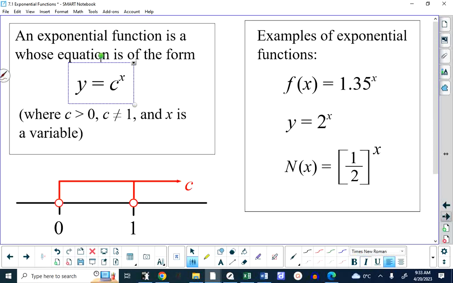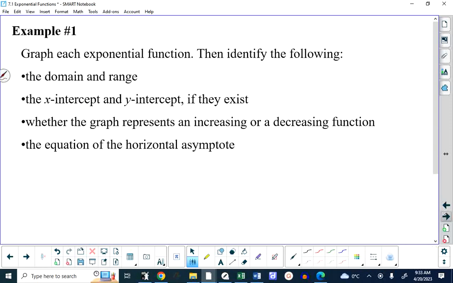So examples of exponential functions would be things like y equals 1.35 to the x, y equals 2 to the x, n of x, which is a physics equation, equals 1/2 to the x. That's what we would use for half-life. So example 1 is teaching you a number of things: in general, what these y equals c to the x look like, but also the role that the base plays in the function. This is the most important part of this first example, determining what that base means in terms of the graph of the function.